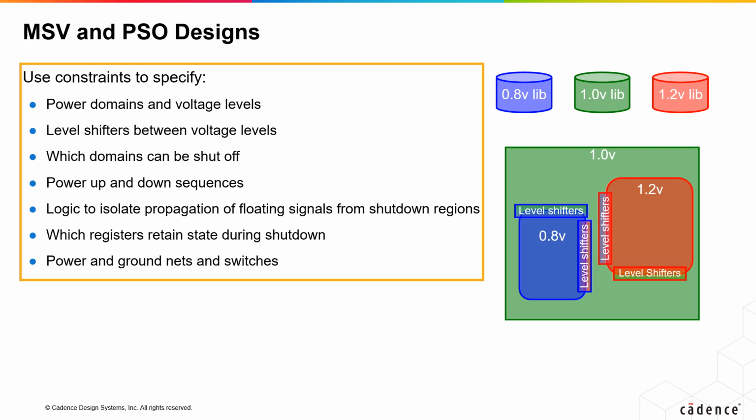You need to define power domains and voltage levels since different voltage levels exist. You also have to define level shifters and plan which domains can be shut off, and power up and power down sequences. You need logic to isolate propagation of floating signals from shutdown regions, registers to retain the state during the shutdown, and power and ground nets and switches.